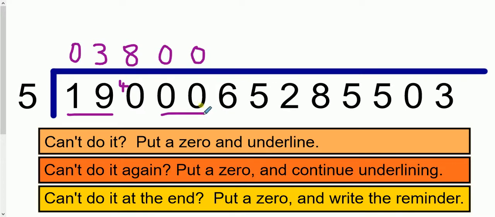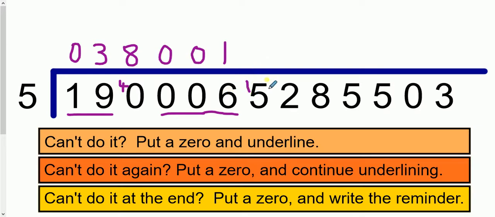So this wasn't big enough to be able to make any groups of 5. It was 0. So we need to keep underlining to make a number big enough that we can divide by 5. So let's do it. How many 5s are there in 6? And there is only 1 5 that you can get from 6. So we're going to put 1 up here. There is something left over. There is 1 left over.